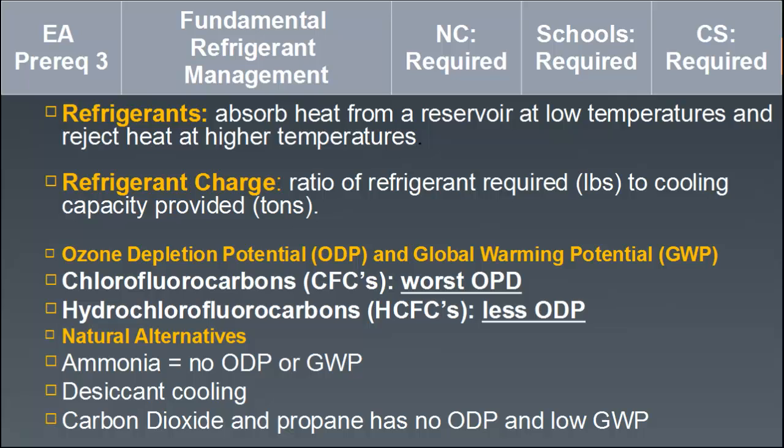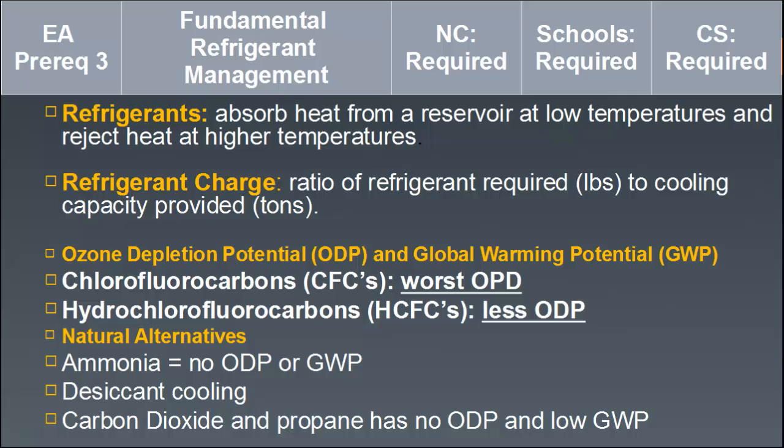That's how you really rate which refrigerants are better than others. Chlorofluorocarbons, known as CFCs, are the worst in ozone depletion potential. And hydrochlorofluorocarbons, HCFCs, are less in ozone depletion potential, but some have amounts of global warming potential. So there's a cost-benefit analysis there.